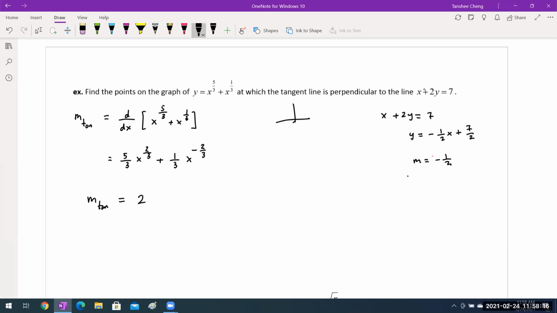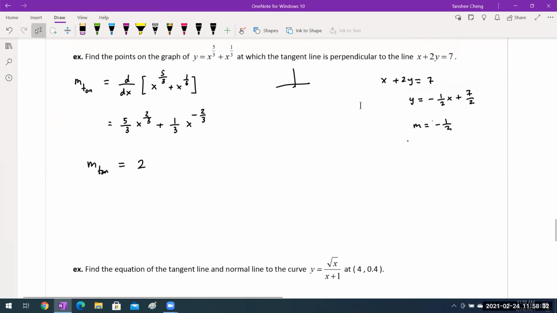So we need to look for any x value that's going to make, right? Any x value that when I plug it into this in general will give me the slope 2. So we want to look for what x is. Knowing this, now we need to solve for this, right? Now the question will be, when the slope of the tangent line is equal to 2, what is my x value going to be? And that's where the points are going to be.